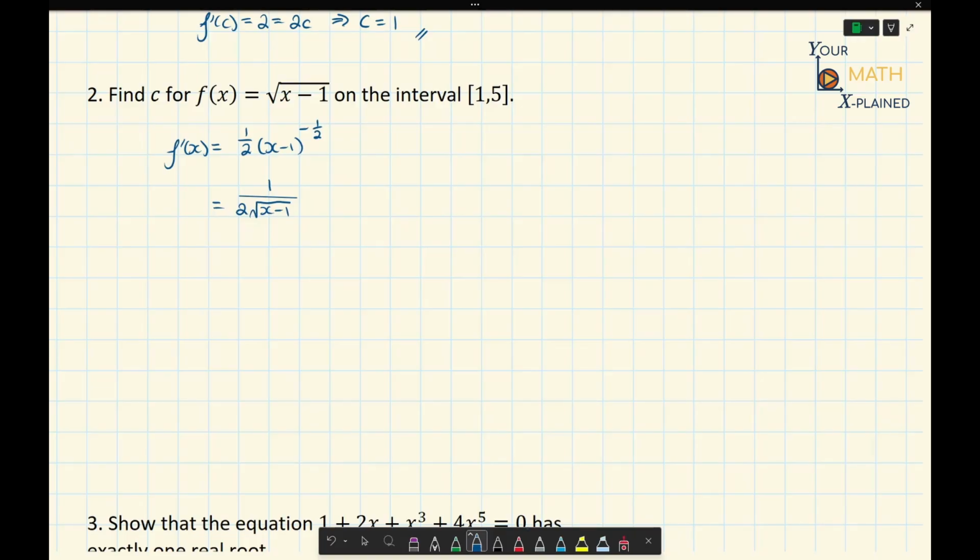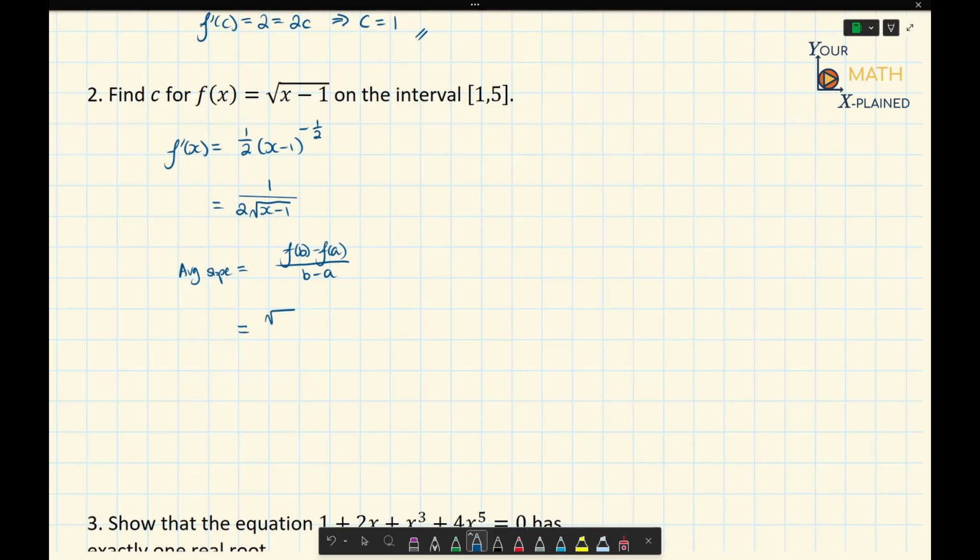So we start with our average slope, and that is going to be equal to f of b minus f of a over b minus a. And here our b is 5.